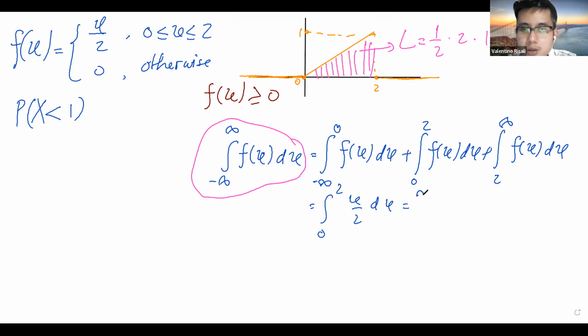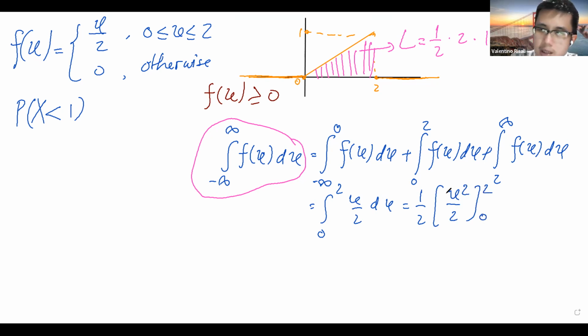And of course, similar to the previous method, if we use the integral, it is equal to half times the integral of x, which is x squared over 2. We put the upper bound and the lower bound, 2 and 0, and it is equal to half times 2, that is 1. Yeah, it is equal. So in conclusion, that function is a PDF.